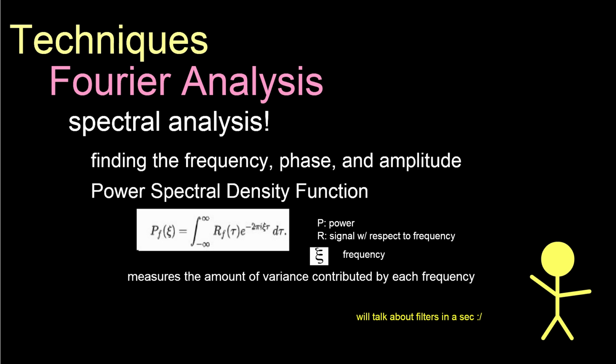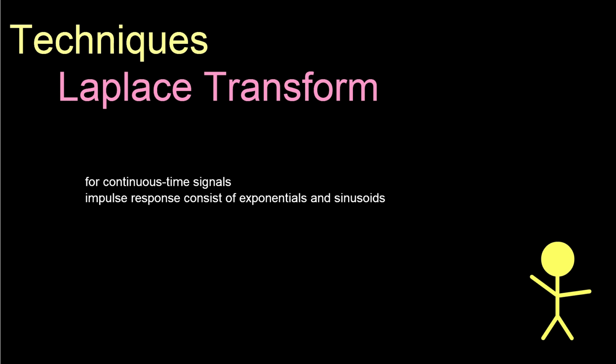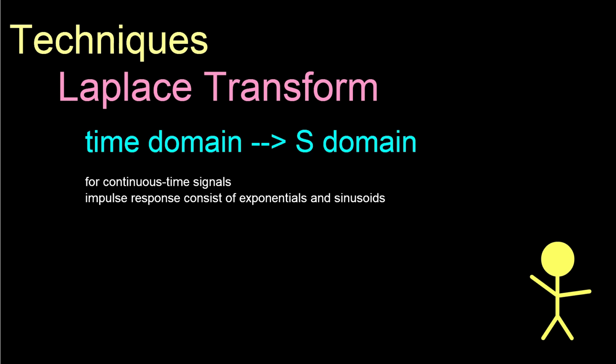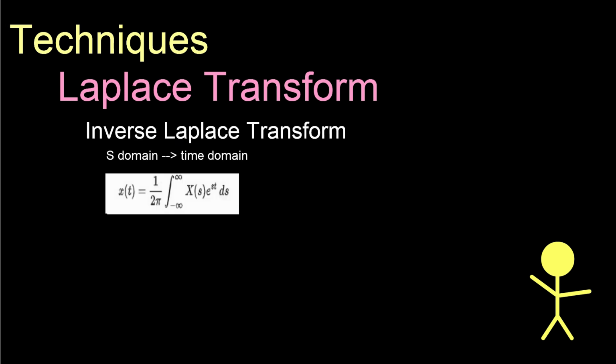Another technique used in signal processing is the Laplace transform. This technique is for continuous time systems with impulse responses that consist of exponentials and sinusoids. The Fourier transform is only applicable for sinusoids. The Laplace transform changes a signal from the time domain to the S domain. The S domain is a complex plane where the y-axis is imaginary and the x-axis is real. The inverse Laplace theorem changes a signal from the S domain to the time domain.